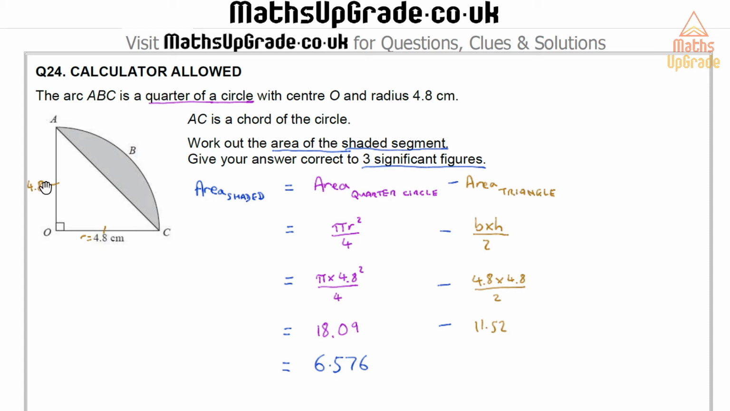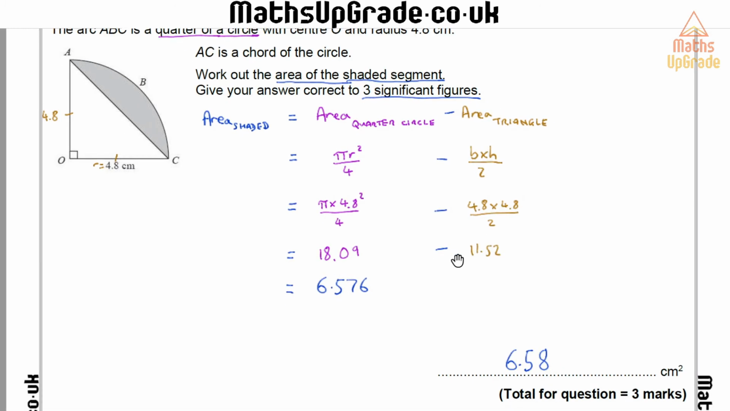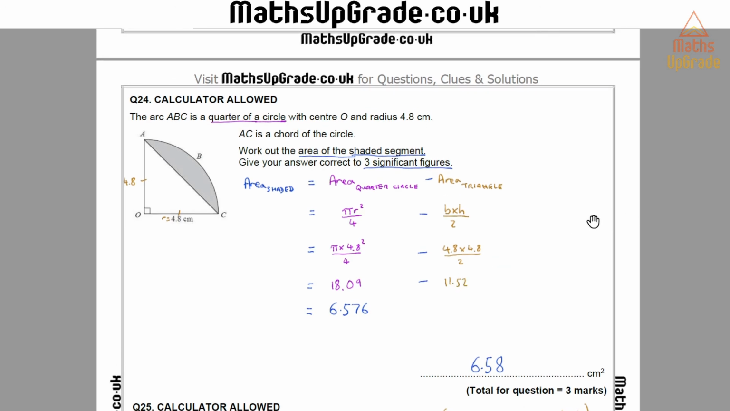The area of the triangle here is base times perpendicular height, divided by 2. The base is 4.8, perpendicular height is 4.8. Multiply them and divide by 2, I'll get 11.52. And if I subtract this entire quarter circle, subtract the triangle, I'm left with just this grey shaded region here. And that will give me 6.576. And to 3 significant figures, it's 6.58. So that whole question there is worth 3 marks.